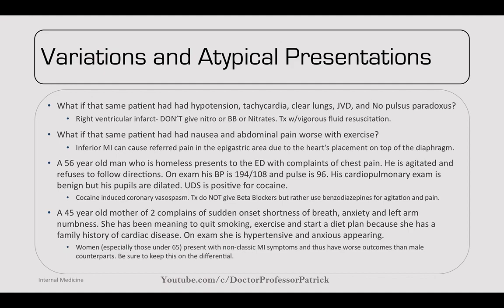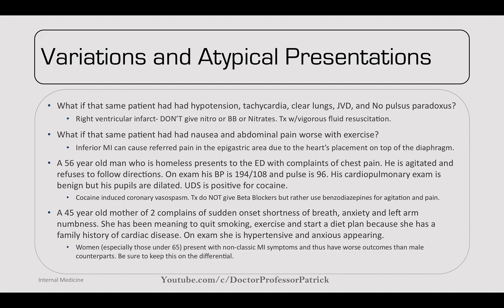So our last case, we have a 45-year-old mother of 2 who's complaining of sudden onset shortness of breath, anxiety, and left arm numbness. She's been meaning to quit smoking and exercise and start a diet plan, but because she has a family history of cardiac disease. On exam she's hypertensive and anxious appearing.